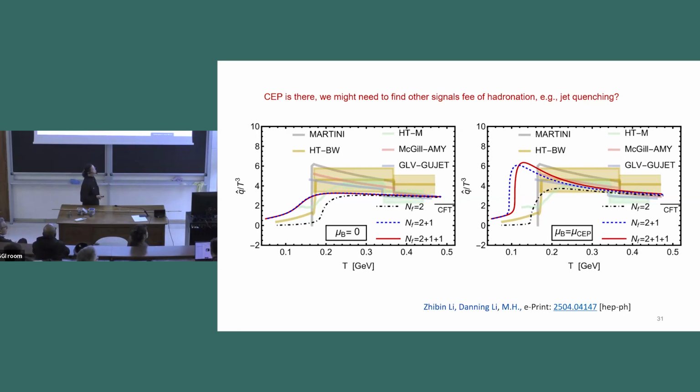Of course, you need to combine theoretical calculations and experimental data. I think this is one of the examples showing that you need to find other signatures that are free of hadronization. Because if the system experiences hadronization, you may not observe that.